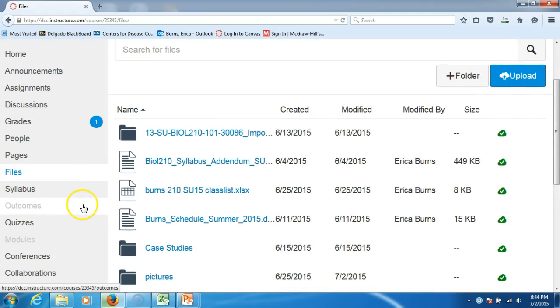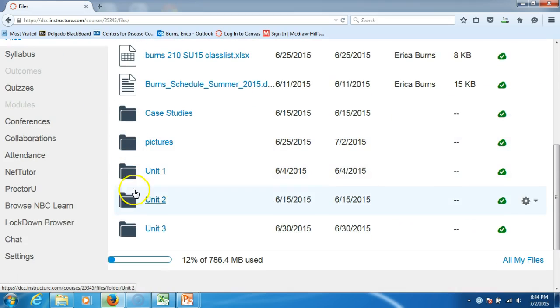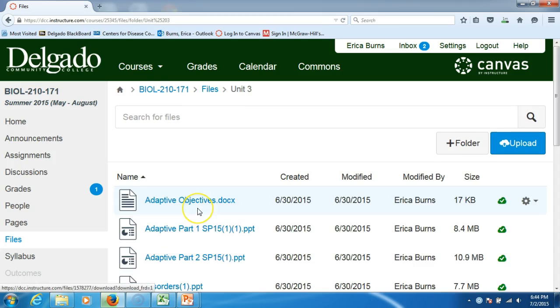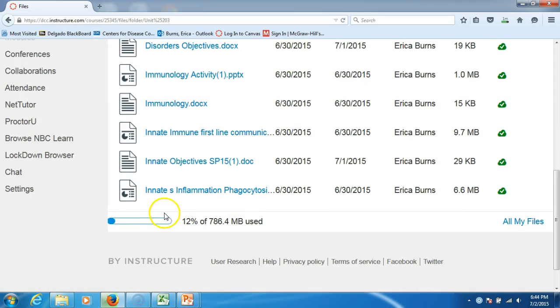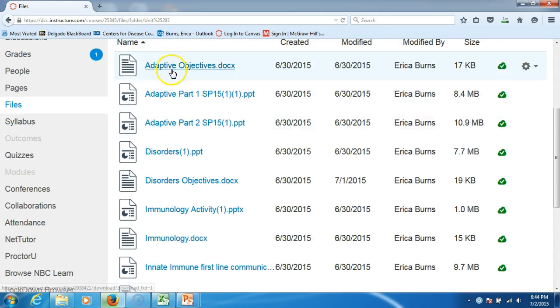Okay, so here's our course. Remember, under Files, under Unit 3, we have our objectives and our PowerPoints. So we're doing Innate first, and I have it in 2 PowerPoints. Then we'll move on to Adaptive, which I have 2 PowerPoints for, and then we'll do Disorders last.